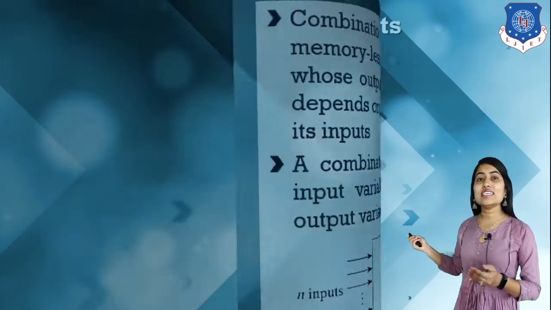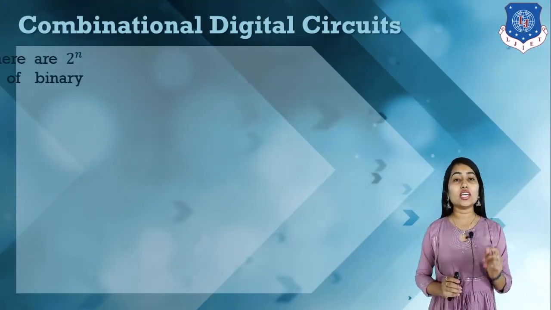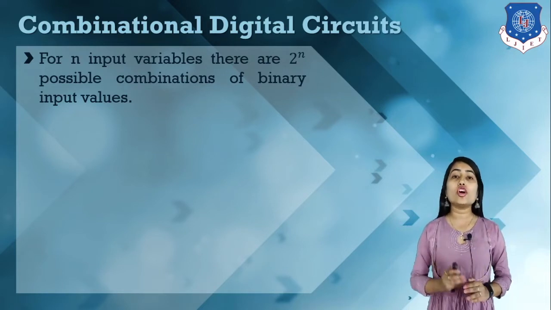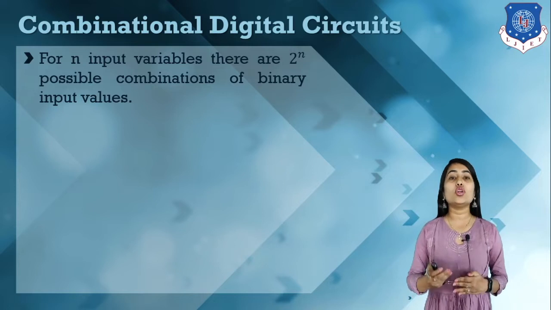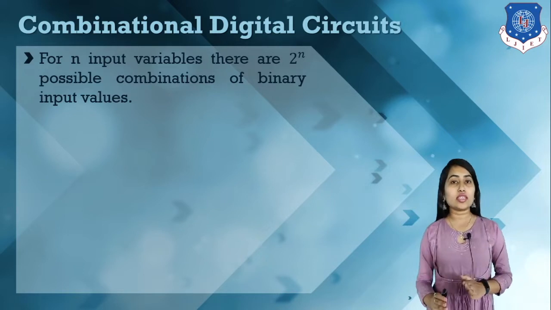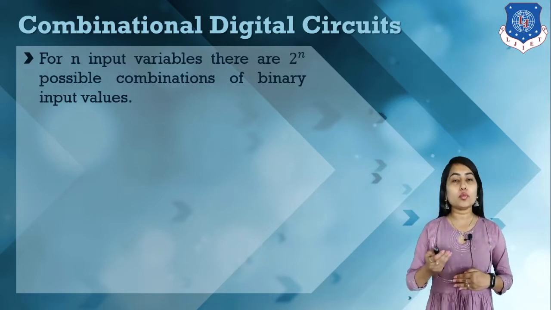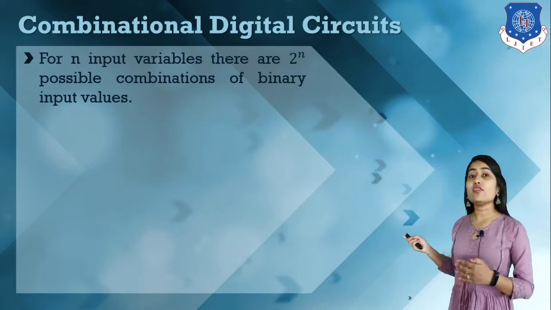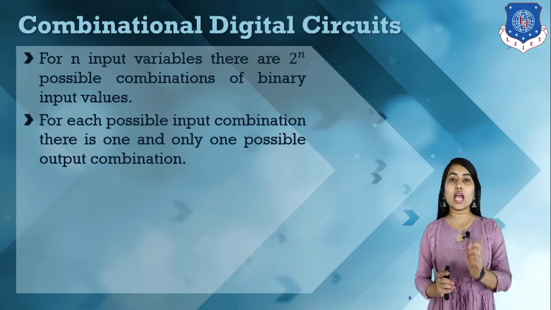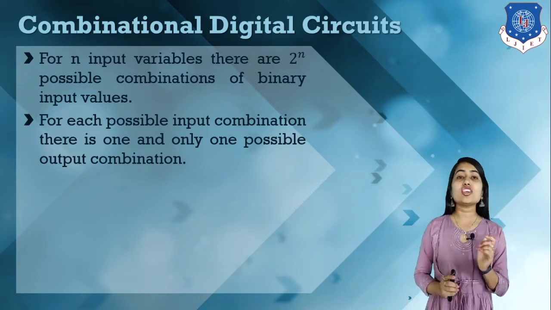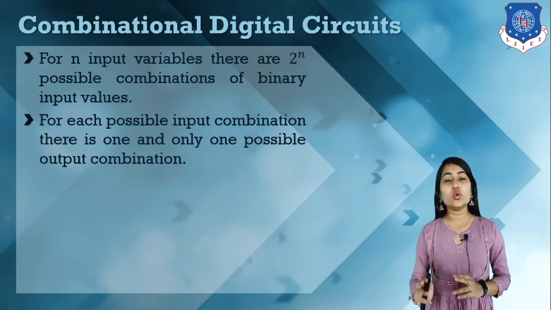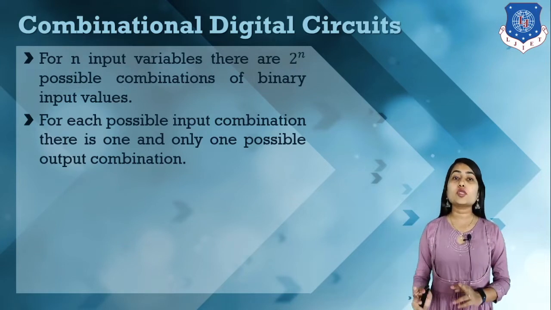In a combinational digital circuit, if we have a total of n input variables, then for those n input variables we have a total of 2^n possible combinations of input. And for each and every possible input combination we have one unique output combination, one and only one output combination respective to that input combination.